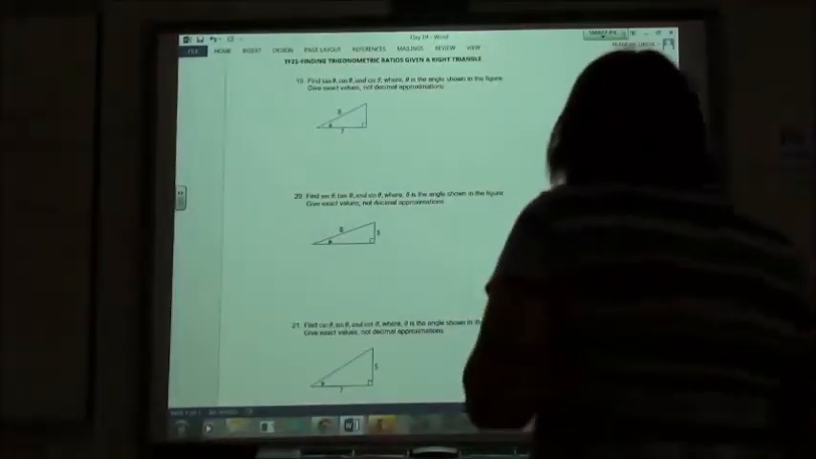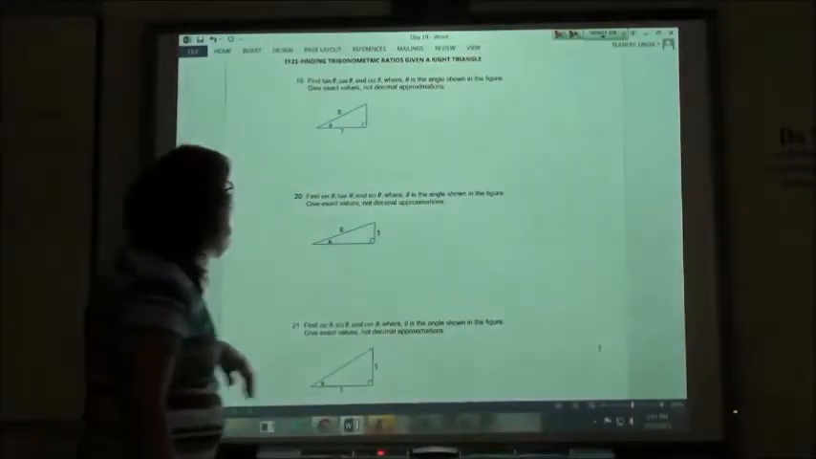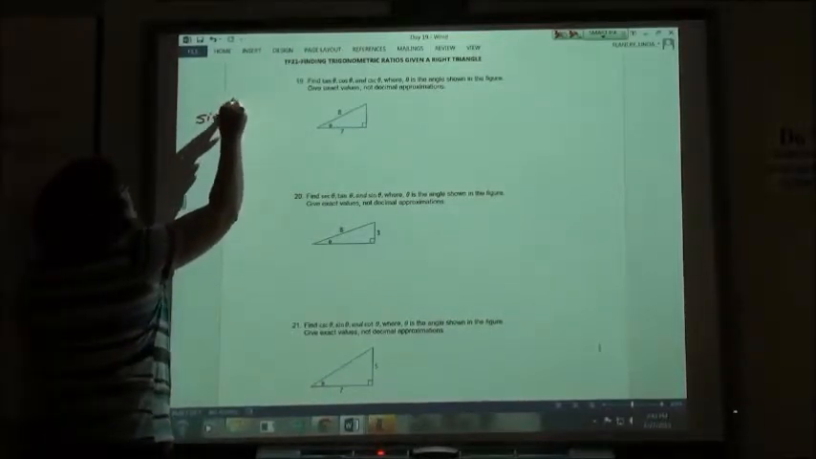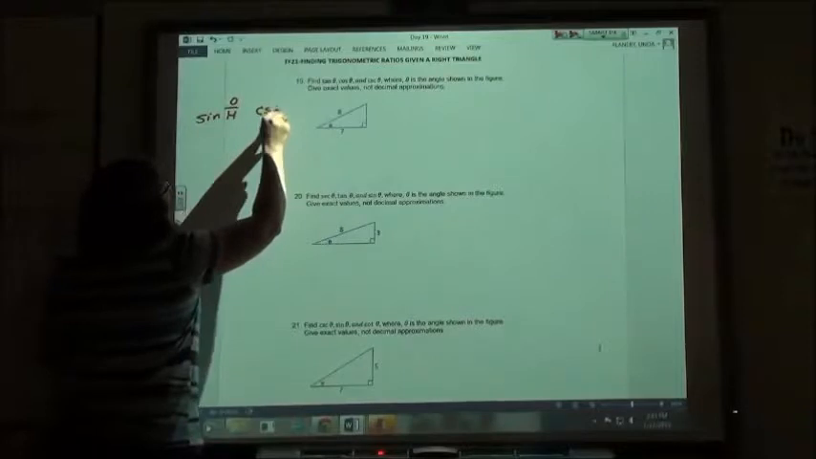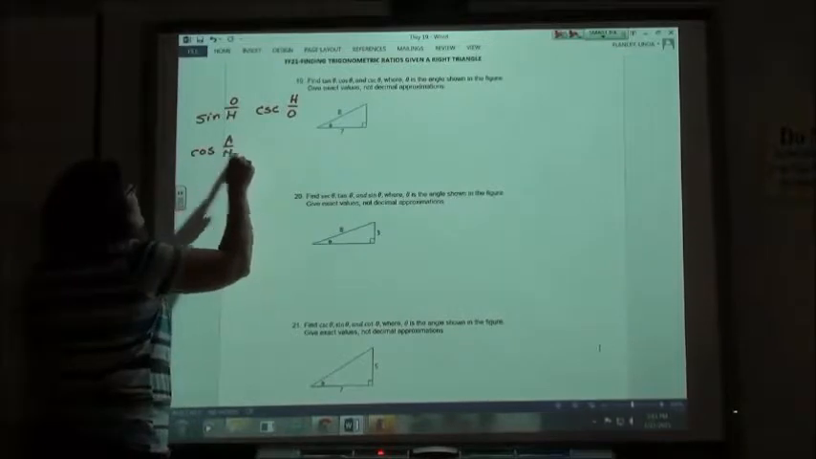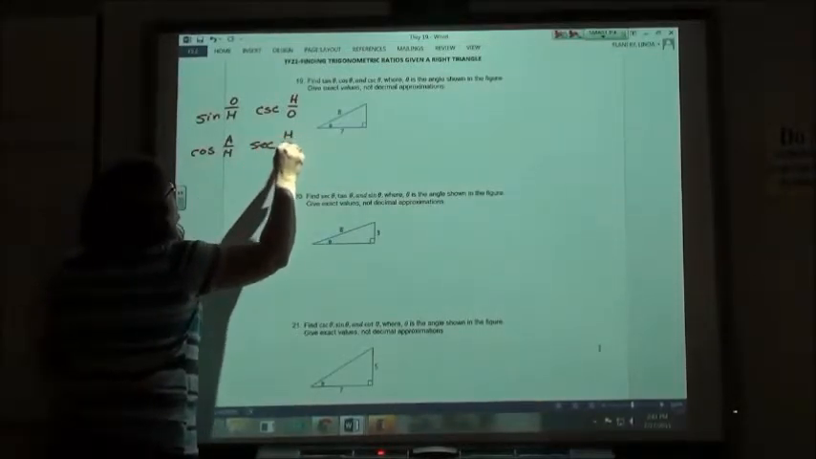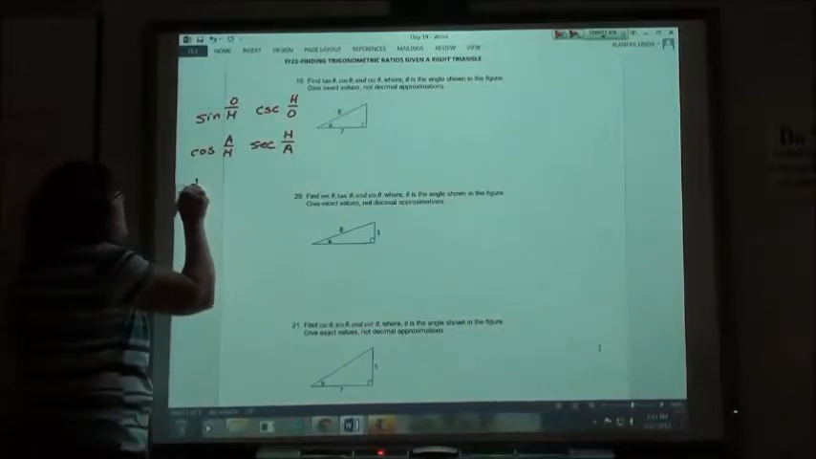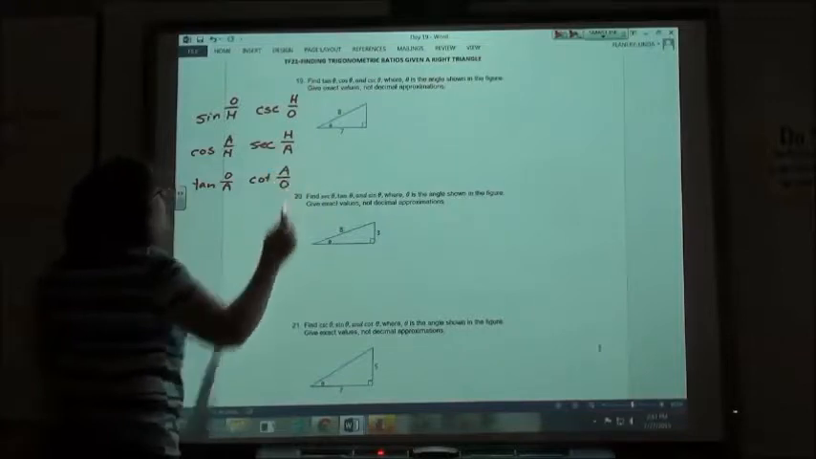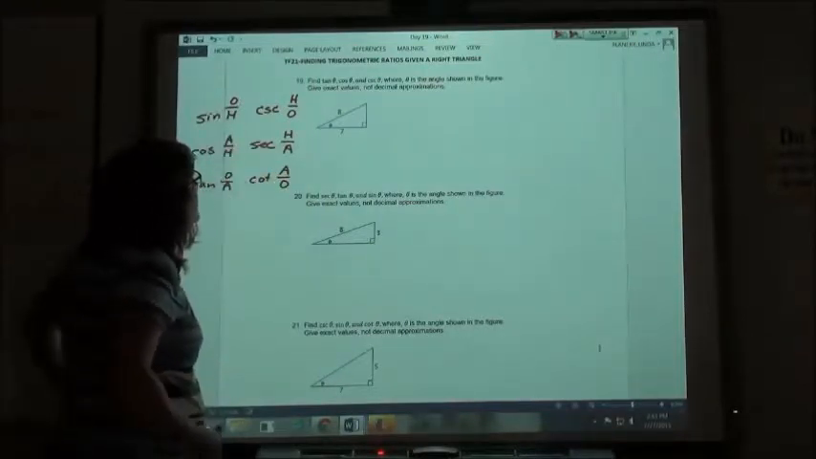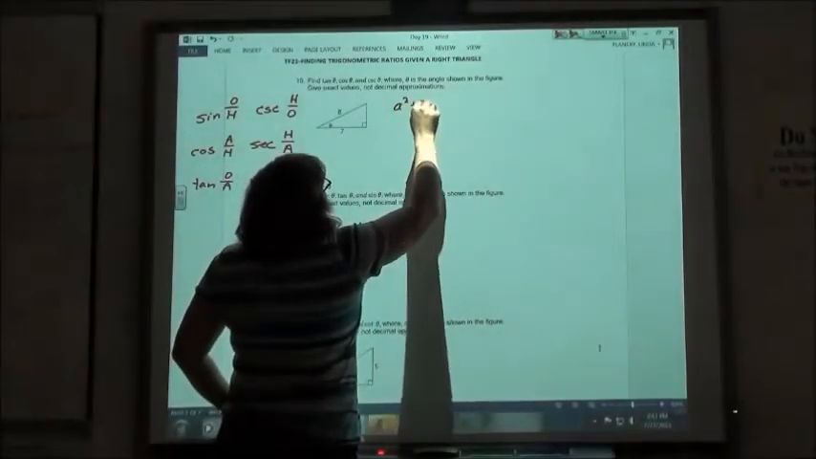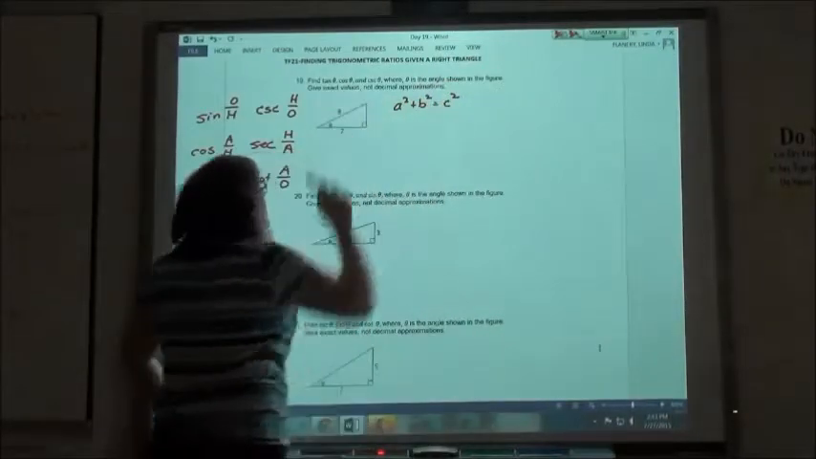19, 20, 21, again, using the Pythagorean theorem to find our missing side, knowing that sine is opposite over hypotenuse, cosecant is hypotenuse over opposite, cosine is adjacent over hypotenuse, secant is hypotenuse over adjacent, and tangent is opposite over adjacent. Cotangent would be adjacent over opposite. So knowing our 6 basic trigonometric functions and the Pythagorean theorem. A squared plus b squared equals c squared. C is always a hypotenuse.